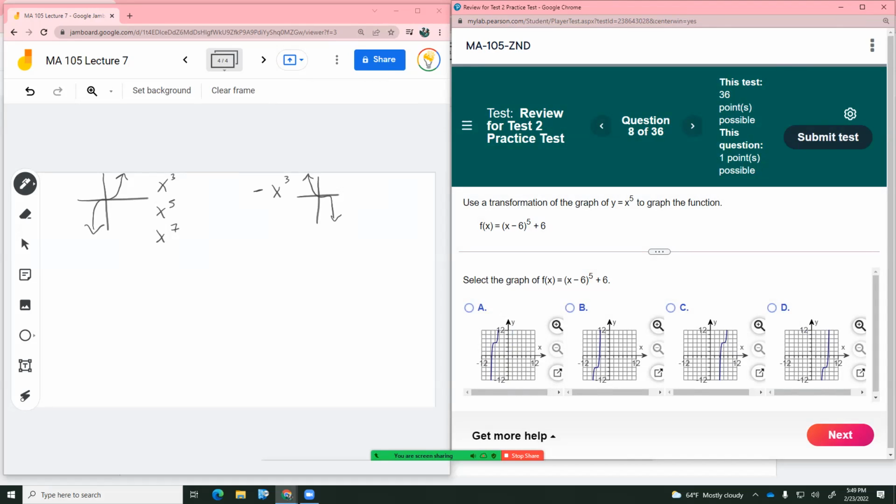Same thing here. I know the types of shifts that I'm going to have. There are 2 shifts here. What are the 2 shifts going to be?